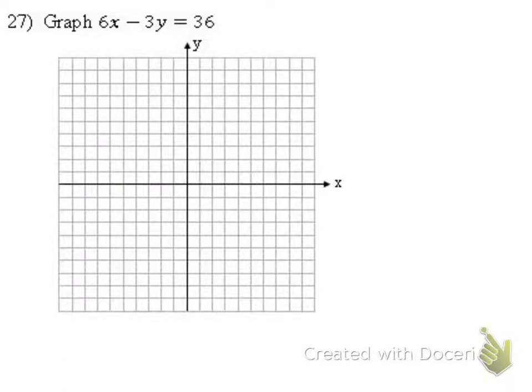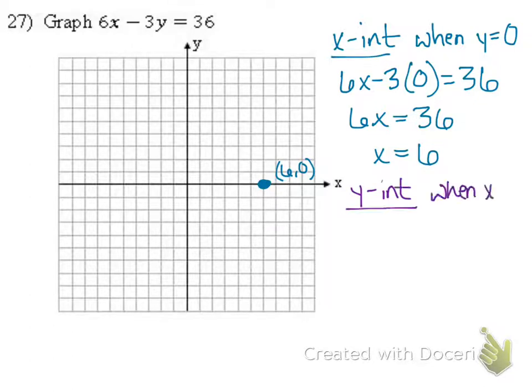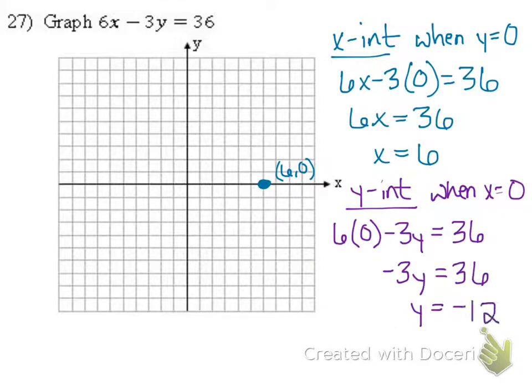Problem 27. This time we're just supposed to graph the line 6x minus 3y equals 36. We can do that by repeating the same process that we did at the very beginning for the previous two problems. So first we'll find the x-intercept by plugging in 0 for y. That gives us a value of positive 6, so I'll mark where positive 6 is on the x-axis. Then we'll find the y-intercept by plugging in 0 for x. That gives us a value of negative 12 for y.